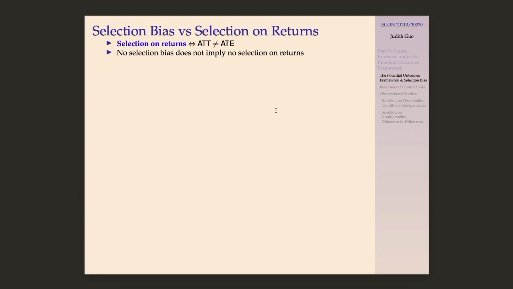Now, selection on returns is not a bias, nothing wrong with it. That is just because of heterogeneity, okay? Because the treatment has different effects for every single individual in the population. Therefore, when we're considering the average of different groups, then in general, these averages will tend to be different. Nothing wrong with that. Now, no selection bias does not imply no selection on returns. Okay, so no selection bias does not make ATT the same as the ATE.